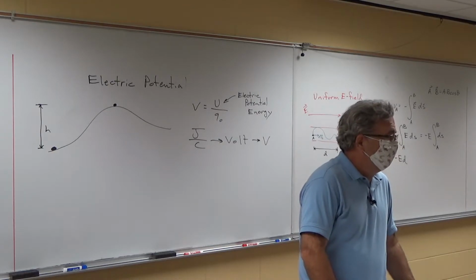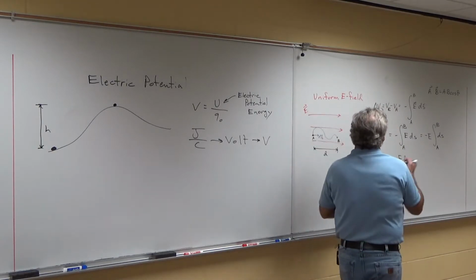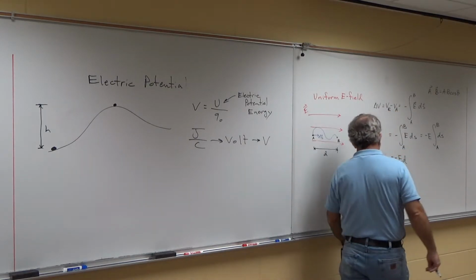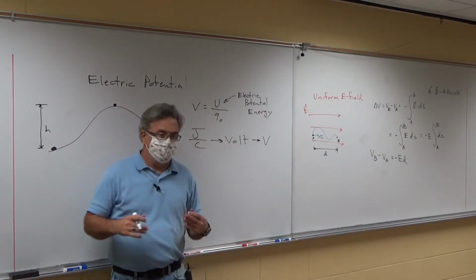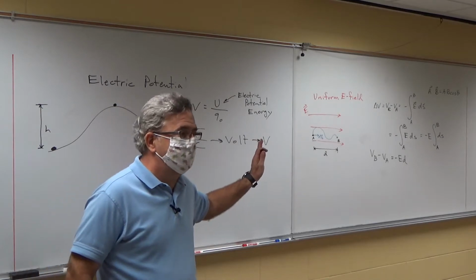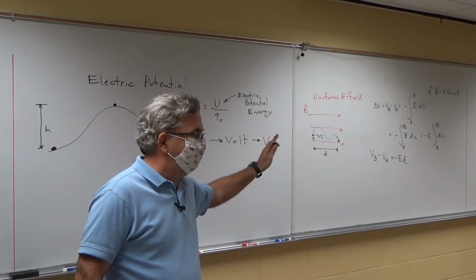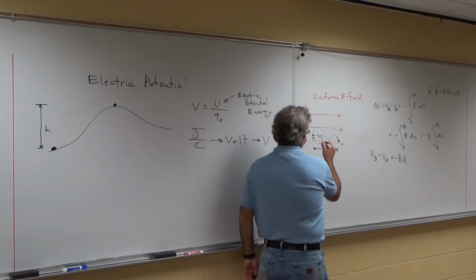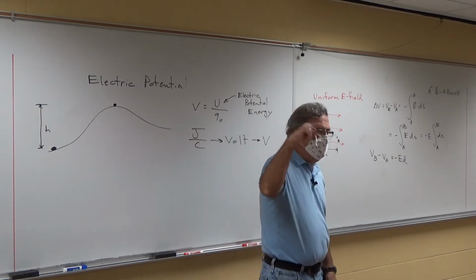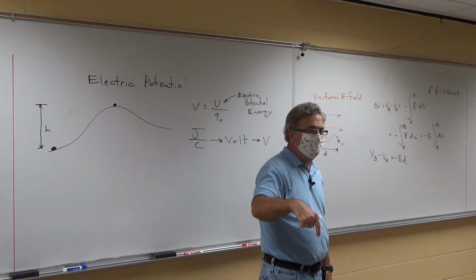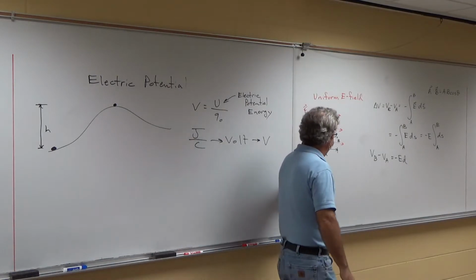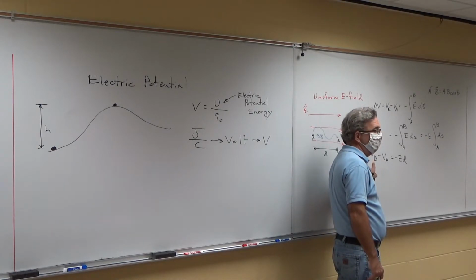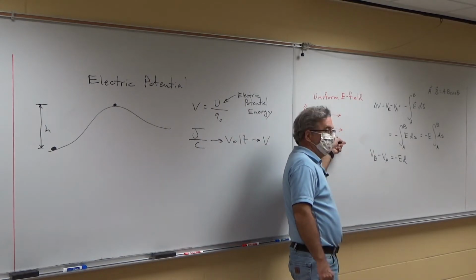Why do we need the negative there? If I look at this, VB minus VA, that's what I'm saying delta V is. It's the potential at the end point, or where you stopped, minus the potential of where you began. If you move with the field, you're always going down in potential. And that's the case here. VA is greater than VB. I'm going down in potential.